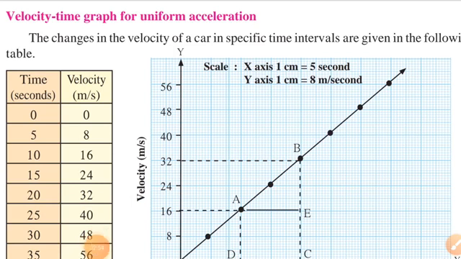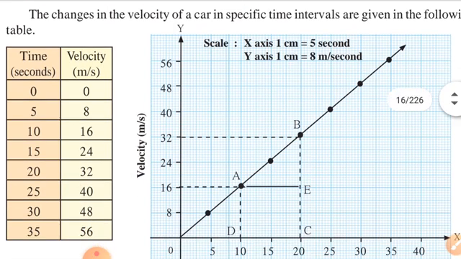Now we start velocity time graph for uniform acceleration. Here you can observe the change in the velocity of a car in a specific time interval, given in the following. Time in seconds: 0, 5, 10, 15, 20, 25, 30, 35. And the velocity, initial velocity 0, 8, 16, 24, 32, 40, 48, 56. Here you will observe the time interval and velocity change are almost the same.